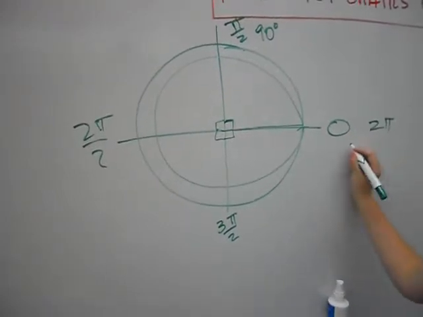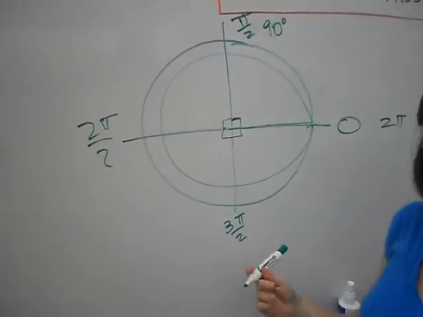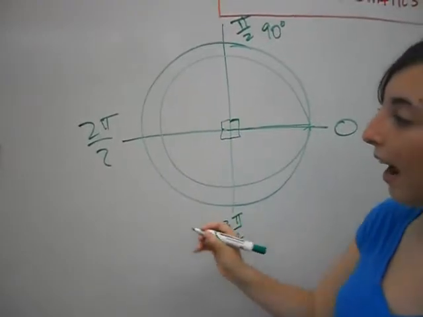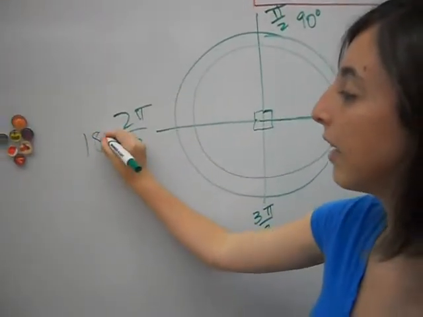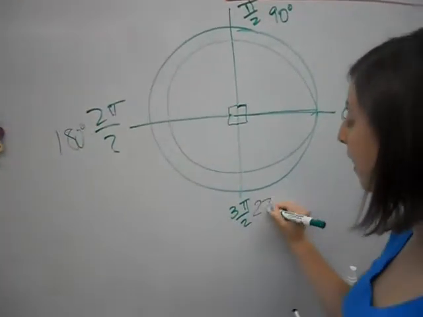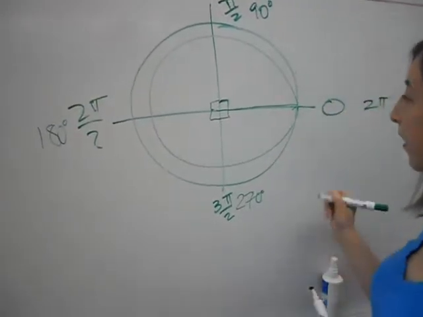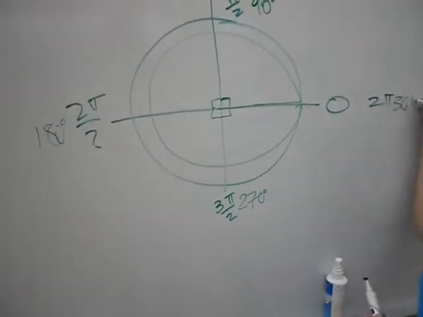So then, that's how the easy radians and degrees we can have. Also, this is 180 degrees, and this is 270 degrees. And this is also 360 degrees.